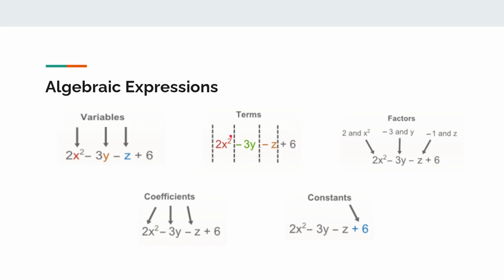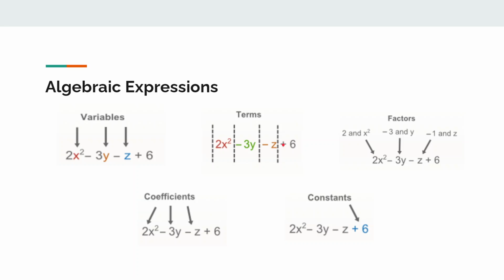Because there is only multiplication here, this is one term. Then you see a subtraction sign. That indicates there's a new term. This term has a coefficient of 3 and a variable of y. Then you see another subtraction sign. This indicates another term. This term is negative z, or subtracting z. And then you see an addition sign. That indicates another term, and this term is a constant of positive 6. So understanding how many terms there are is extremely important for later on in pre-algebra and in algebra.